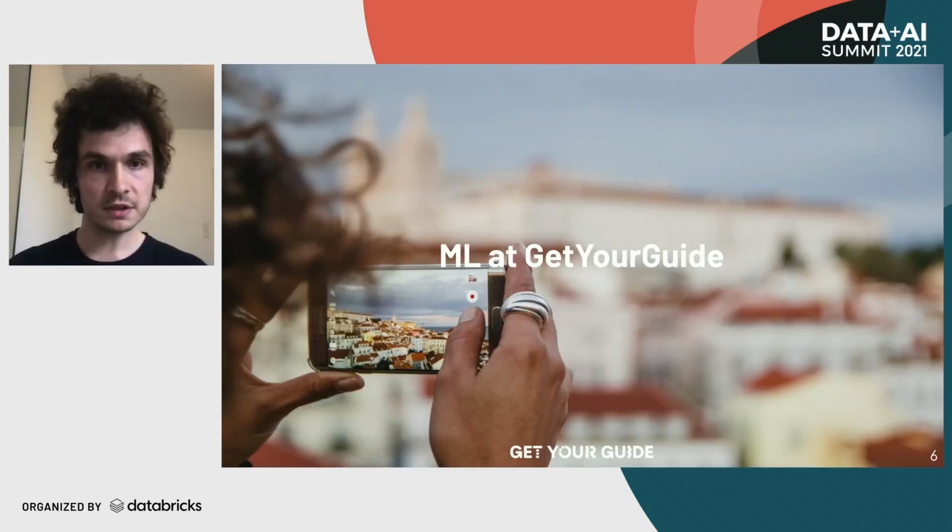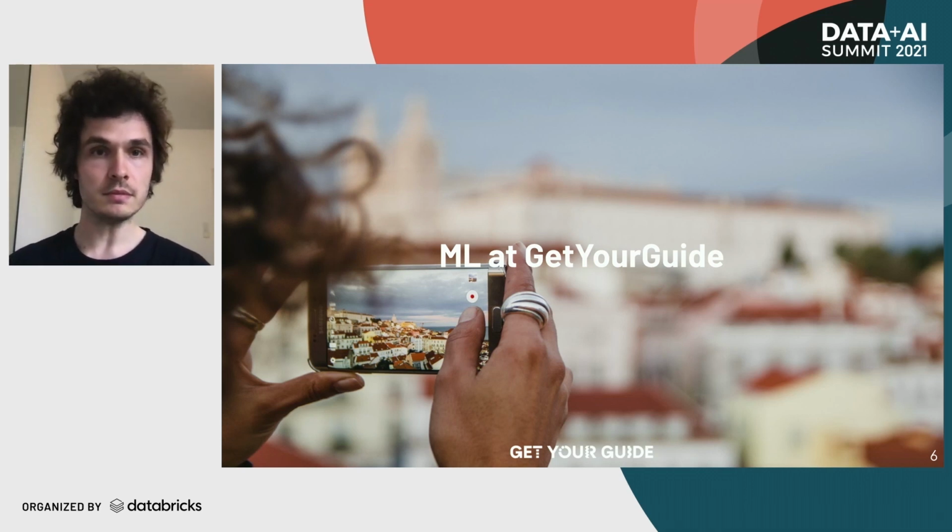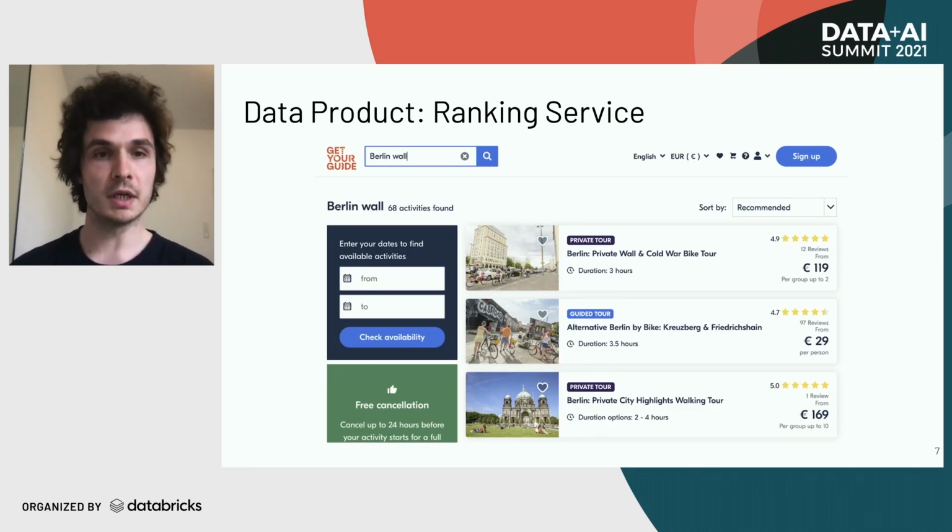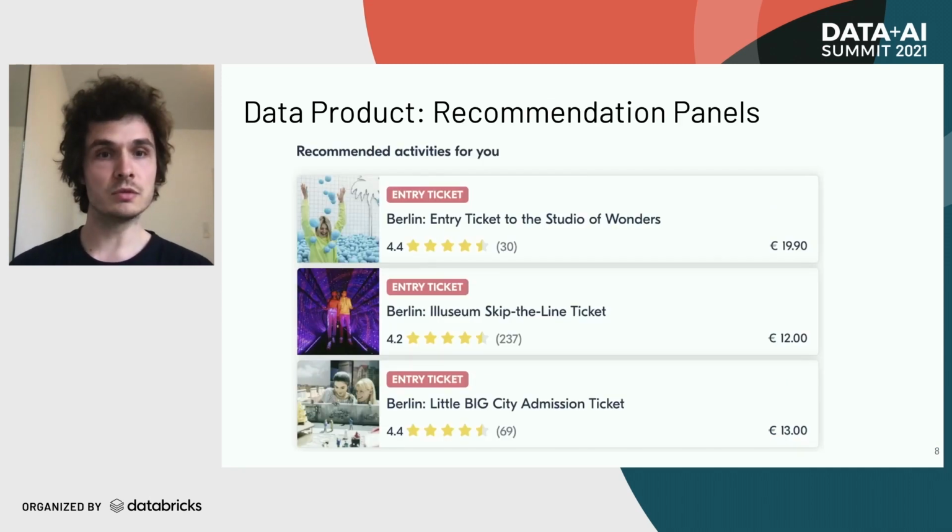Yes, so after this short introduction, let's dive into our machine learning use cases. Here, I will show you some of the data products we built. The first one is the ranking service. We use machine learning to rank the activities. Indeed, we want to propose the most relevant activities from our inventory on the different landing pages and search result pages. We also use machine learning to recommend personalized activities to our customers in the different web components. Here you can see a screenshot of my recommendations in Berlin. So you might have guessed that I'm often traveling with my family.